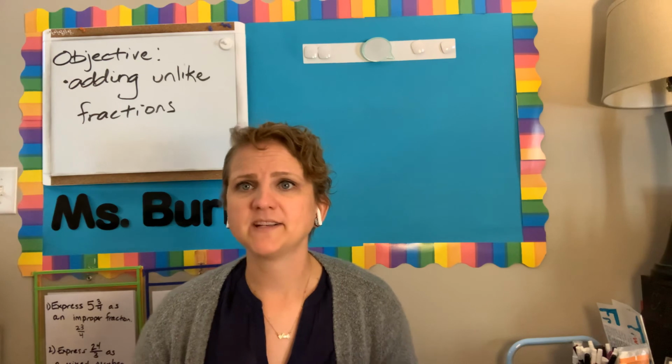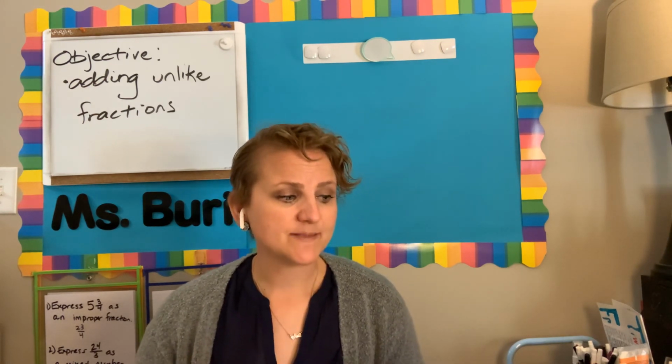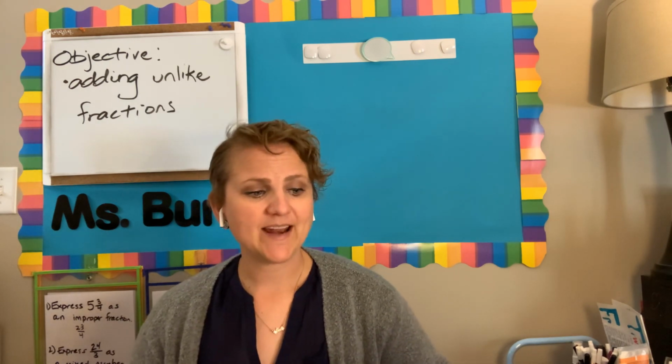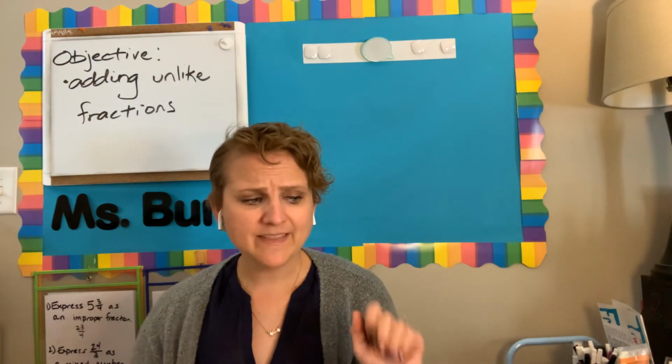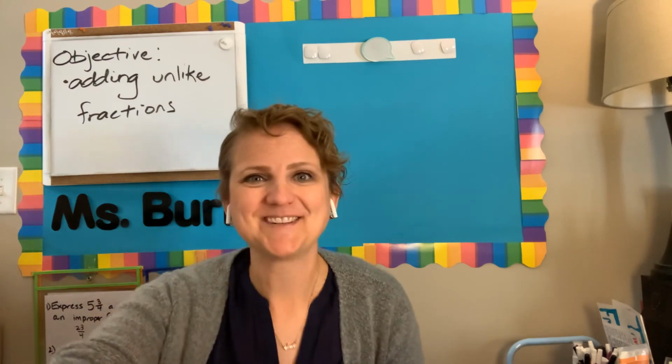Once you've done that practice work and checked it, go ahead and work on your workbook exercises, pages 52 and 53. Follow the steps for adding unlike fractions on pages 52 and 53. And then when you're done, submit a picture of your work. Good luck and let us know if you need any help.